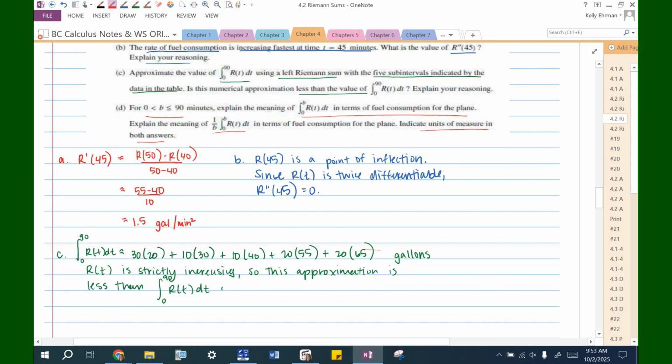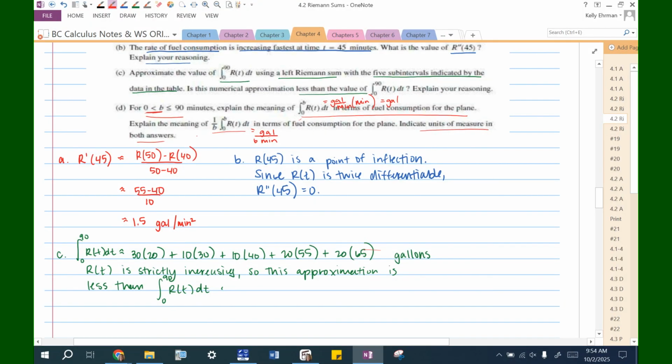When I do the integral of R of t dt, this just comes out to gallons because it's like gallons per minute times minutes. If you add a bunch of these areas of rectangles together, you're left with gallons. But then you turn around and divide it by b, where b is the distance from 0 to wherever we're stopping. That's divided by minutes again, like b minutes. So this is telling you a rate again.